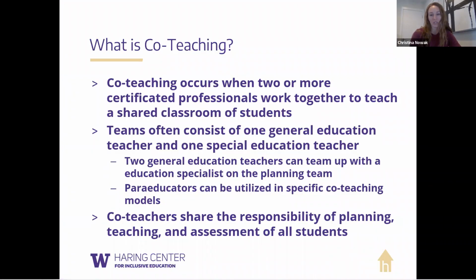To begin, what is co-teaching? Co-teaching occurs when two or more certificated professionals work together to teach a shared classroom of students. Co-teaching teams often consist of one general education teacher and one special education teacher or education specialist. Teaching teams can also be made of two general education teachers, as long as an education specialist is part of the planning team. Paraeducators can be utilized in specific co-teaching models. Co-teachers share the responsibility of planning, teaching, and assessment of all students.